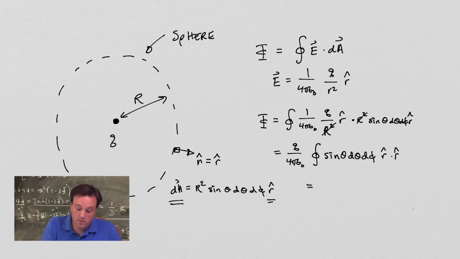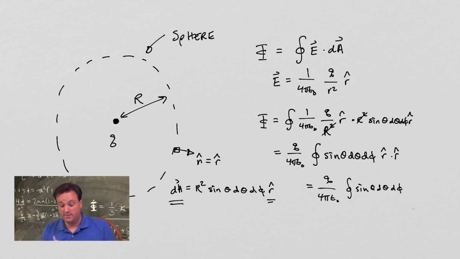And so this whole thing reduces to q over 4 pi epsilon naught times the closed surface integral of sine theta d theta d phi. Now I could do this out, but of course the d phi is going to give us like a 2 pi, and that's going to cancel some of the 4 pi. The sine theta d theta is going to give us a trigonometric identity. But at the end of the day, I get that the flux is equal to q over epsilon naught.